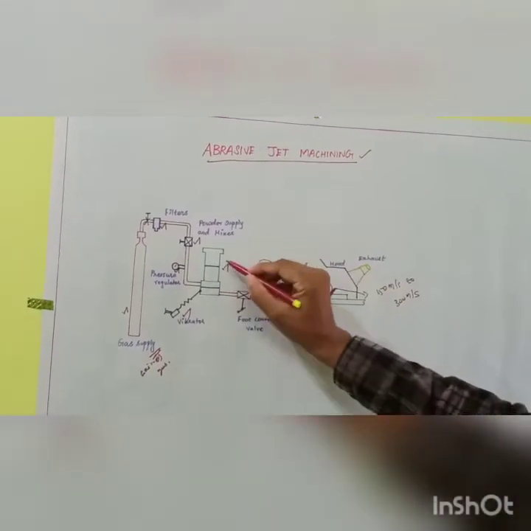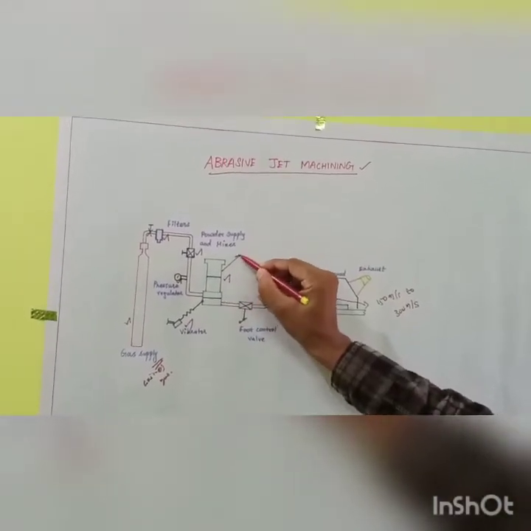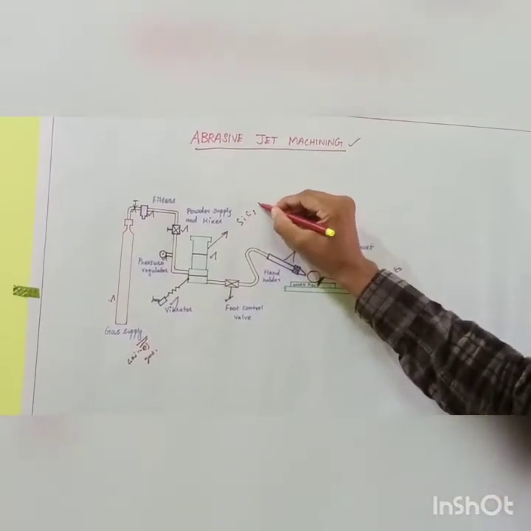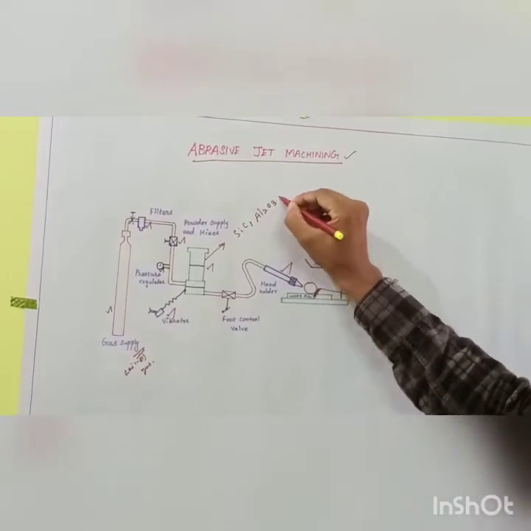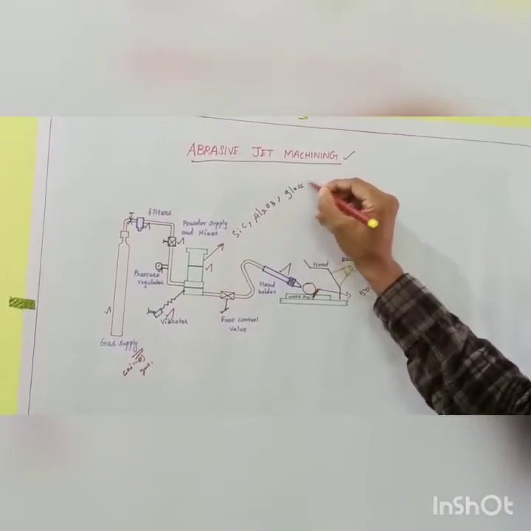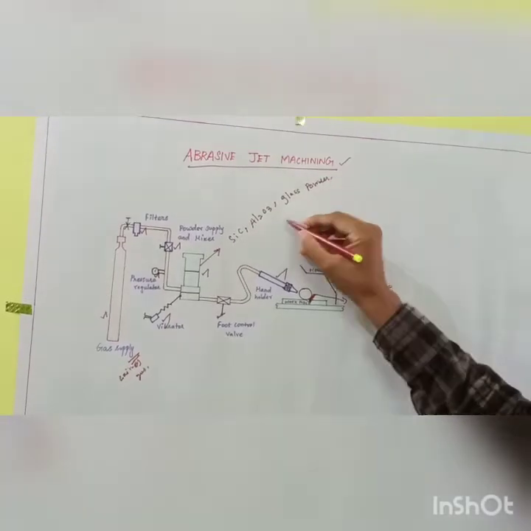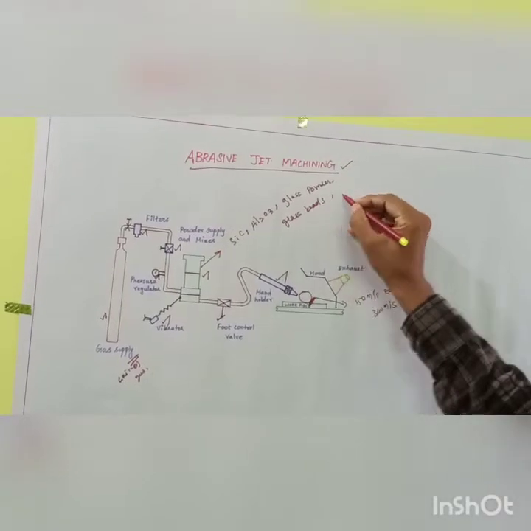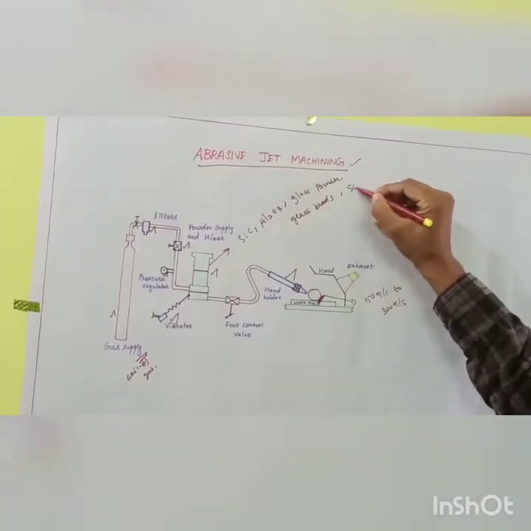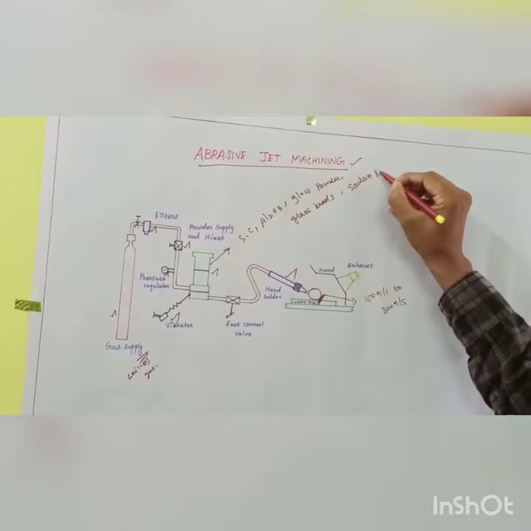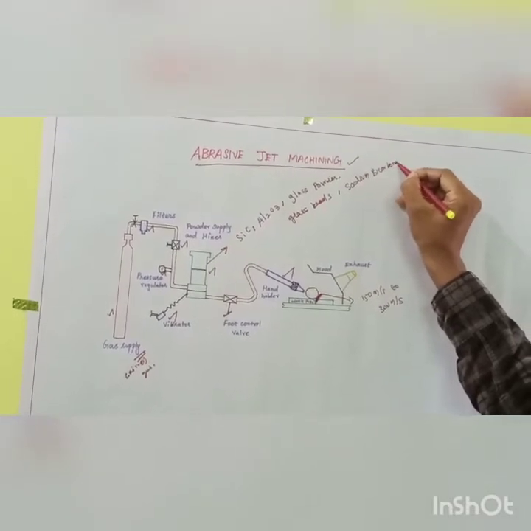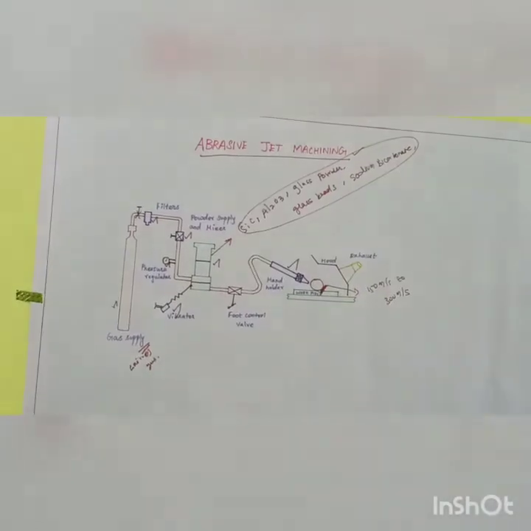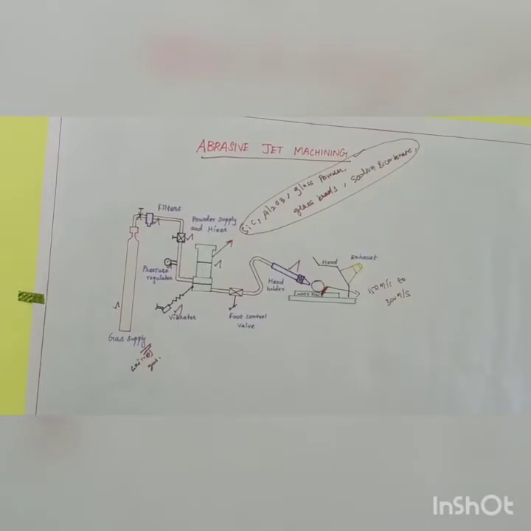Here, commonly used abrasive particles are silicon carbide, aluminum oxide, glass powder, glass beads, and sodium bicarbonate. These abrasives are widely used in the abrasive jet machining process.